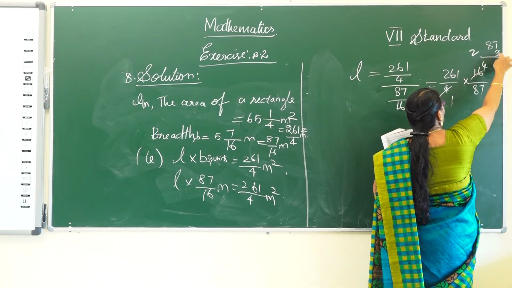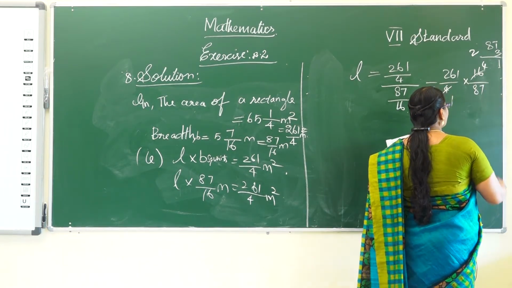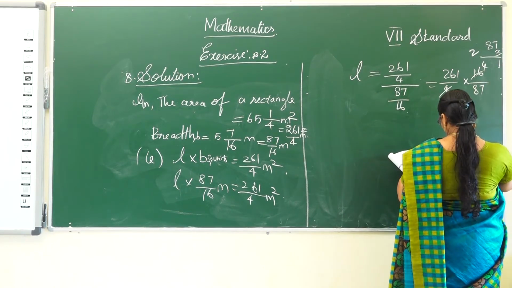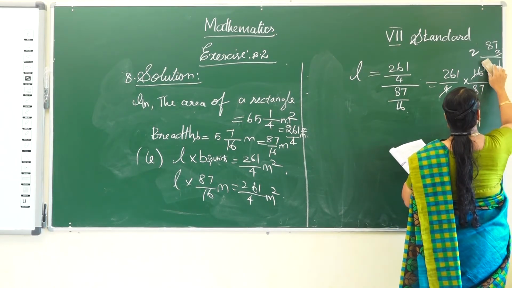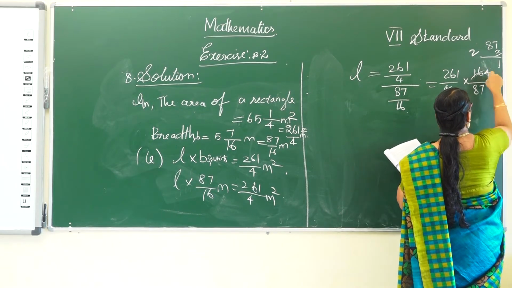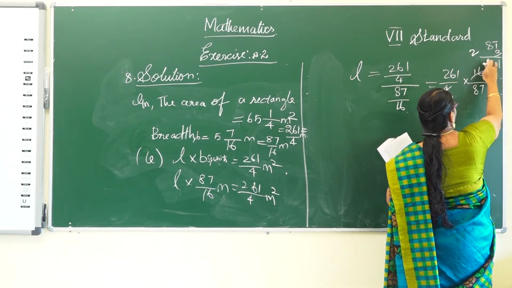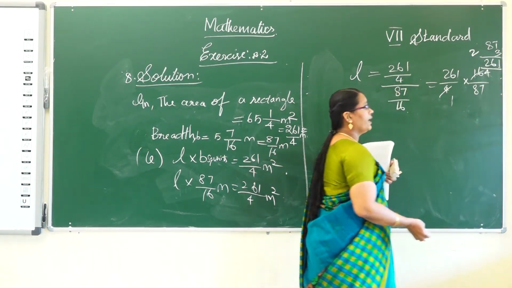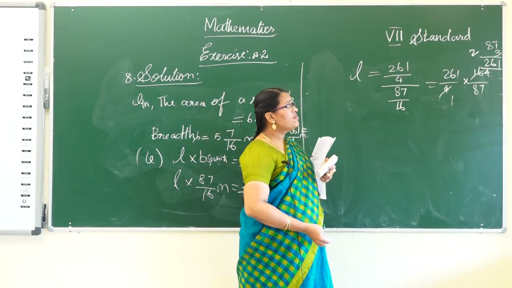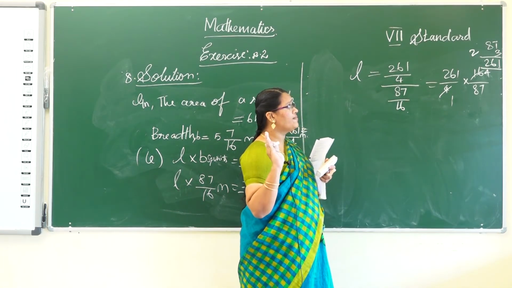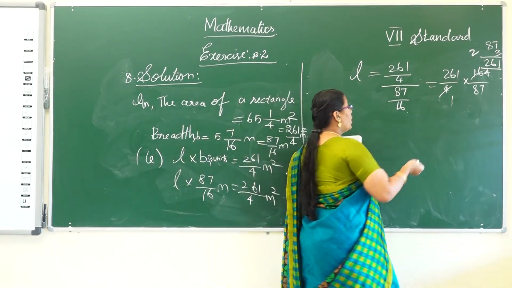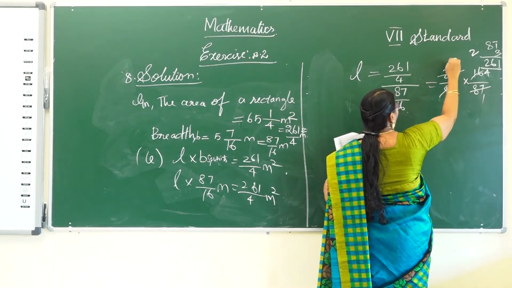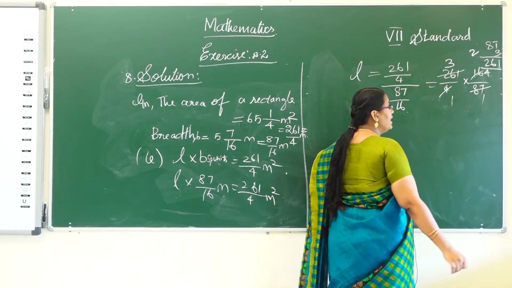So 3 eights are 24, plus 2, 26. Okay, so 261 we got. How many times do we multiply 87? 3 times. So 3 times the multiplication of 87, we get 261. So 87 ones are 87, and here 87 threes are 261.